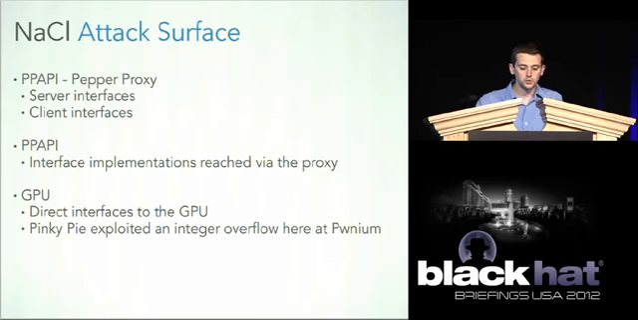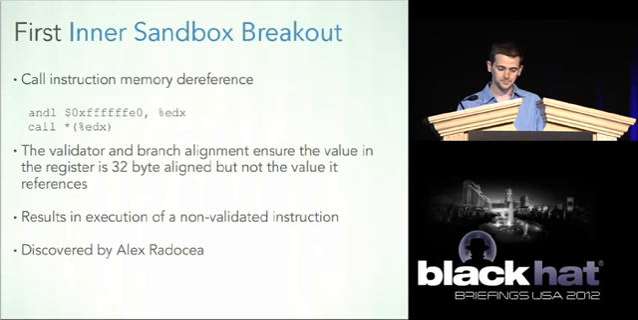There's the GPU. If anyone's familiar with the Pwnium contest that happened earlier this year, there's a guy named Pinkie Pie who exploited an integer overflow in the GPU process, and that integer overflow was reached via an untrusted NEXE module, because NEXE modules have sort of a lower level access to GPU command buffers than you would get via JavaScript. So I want to talk about some of the vulnerabilities that were actually found in Native Client so far.